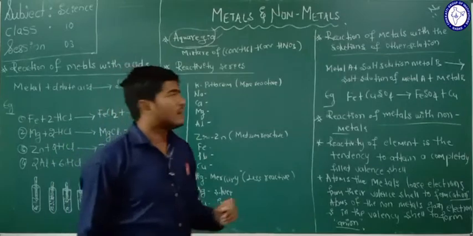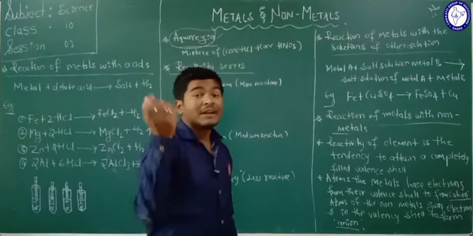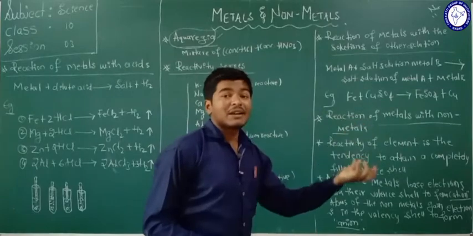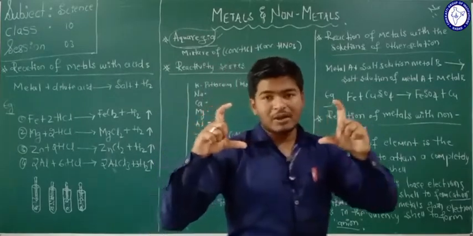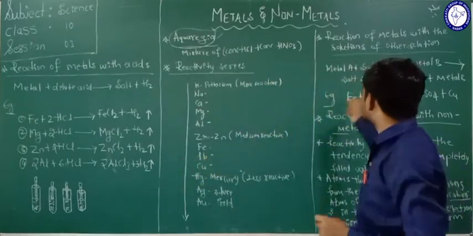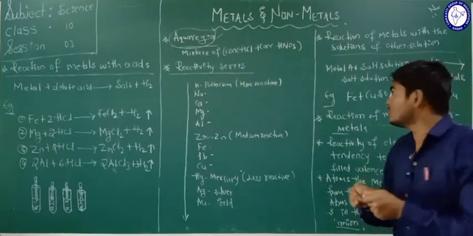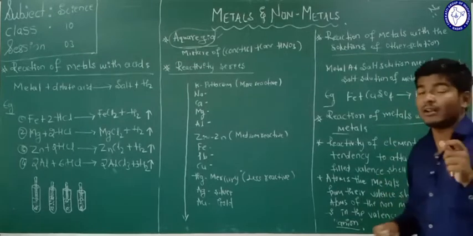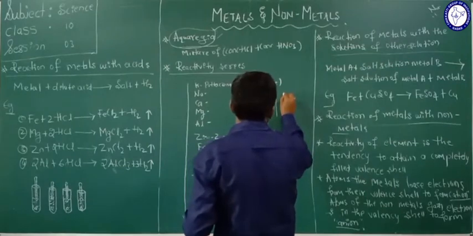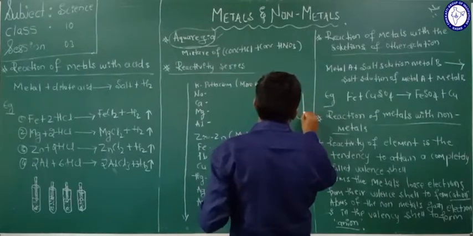And now I am going to consider another important thing here, the reaction of metals with the solutions of other metallic solutions. So how does the metal react with another metallic solution? Consider two test tubes here. Pour copper sulfate solution in one test tube, and in another test tube pour ferrous sulfate solution.